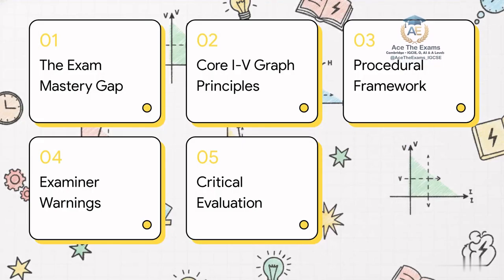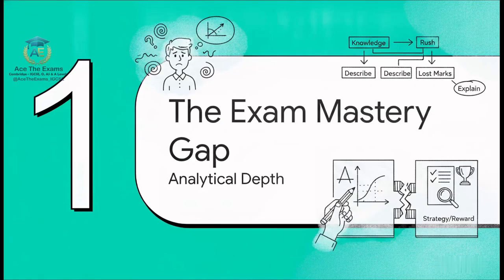Okay, let's look at the masterclass roadmap we are using to decode the syllabus today. First, the exam mastery gap. Second, core IV graph principles. Third, the procedural framework. Fourth, principal examiner warnings. And finally, critical evaluation skills. Let's get moving. Section 1.